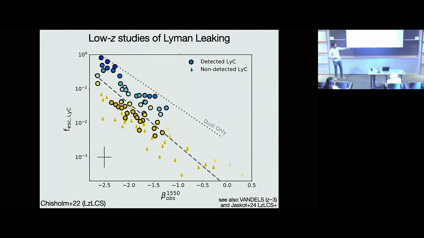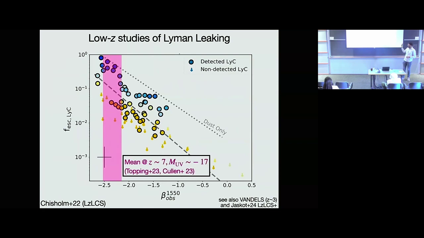So bluer galaxies towards the left have higher f escape. A lot of it may have to do with dust. Redder galaxies are dustier, so they also absorb more ionizing photons. And if you look at what we've learned from JWST over the last couple of years, and we heard about it this week, early galaxies seem to be bluer. So you look at results from JADES, for example, at redshift 7-ish, you get UV slopes from around this regime. So at face value, this gives you large f escapes, maybe 10%.